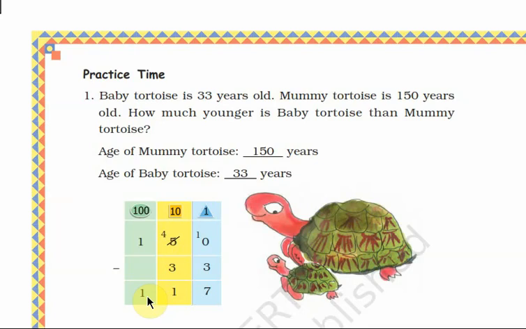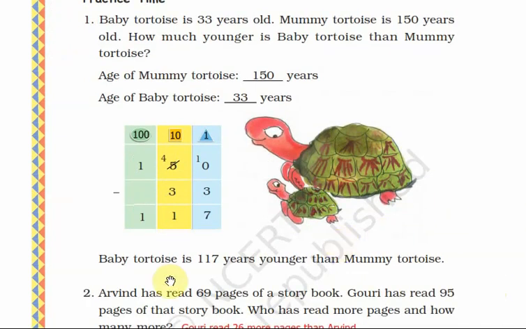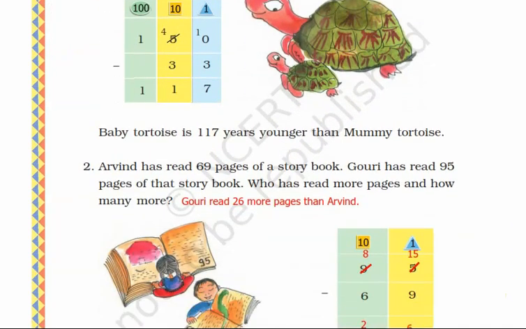So what is the difference of age between mummy tortoise and baby tortoise? It is 117 years. So mummy tortoise is 117 years elder than baby tortoise. Otherwise, baby tortoise is 117 years younger than mummy tortoise. Okay. Now, moving on to the next question.